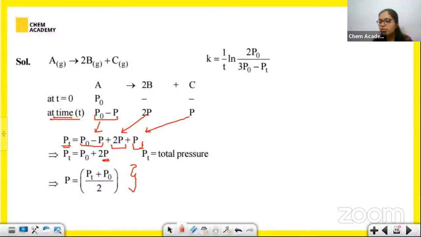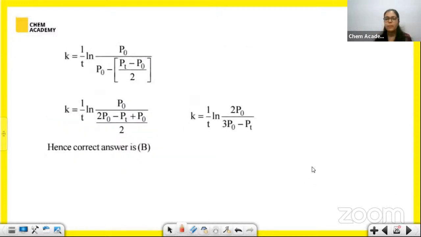Now moving on, we will substitute the value of P in the equation, and upon solving this, we will get this. Now, this was a very long method. You will have to systematically go on doing it from the very beginning, solving each and every step.